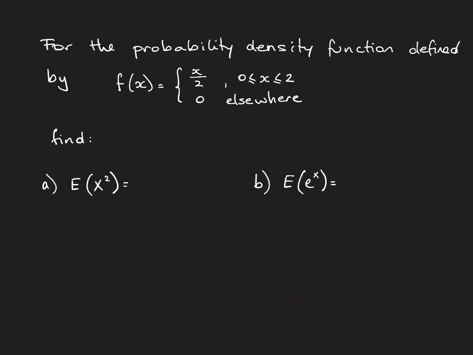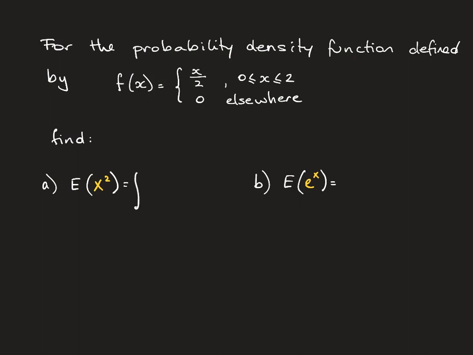So let's have a look at an example of how this mean of a function of a continuous random variable works. For the probability distribution function defined by f of x, so this function here, find e of x squared, so our formula is going to have an x squared in it, and the other one we have is e of e to the x. So let's do part A first.